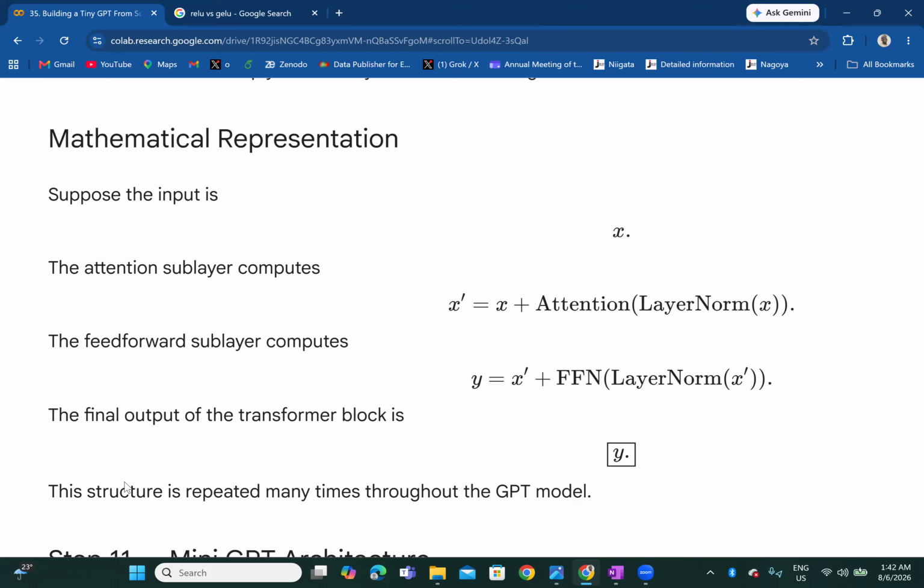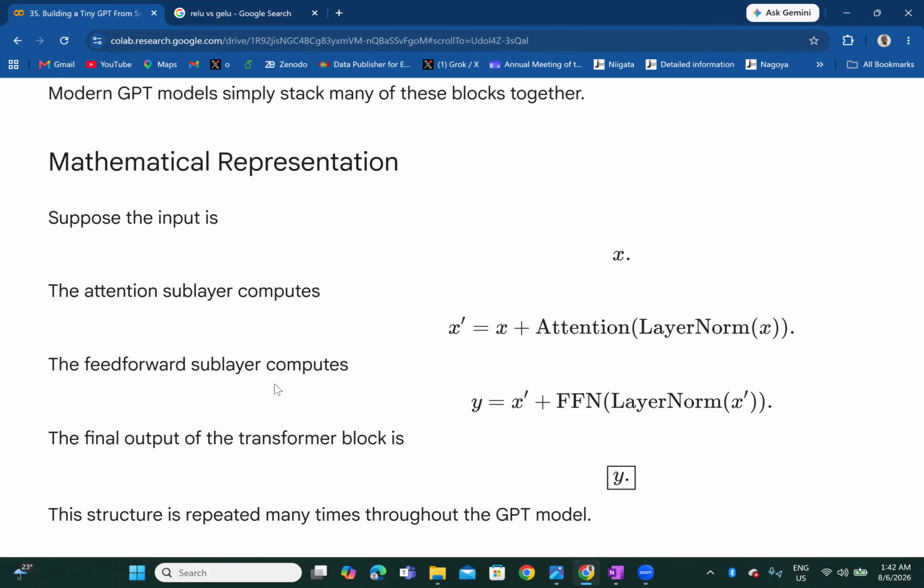So you then have the mathematical representation. Suppose the input is x. The attention sublayer computes x prime to be x plus attention of layer norm x. And then the feed-forward sublayer computes y equals x prime plus FFN, the feed-forward network, of layer norm x prime. So the x prime you have right here. The final output of the transformer block is then y.